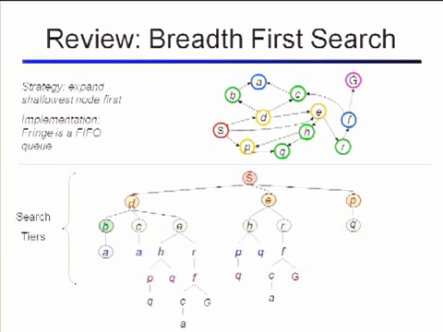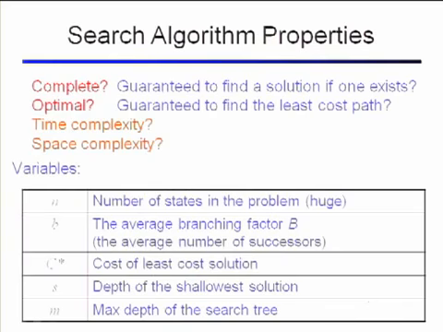A complete algorithm is guaranteed to find a solution if one exists, eventually. It doesn't have to be optimally efficient. It just has to be guaranteed that if a solution exists, it'll return it eventually. Optimal means it's guaranteed to find the least cost solution, not just the shallowest one. Optimal only makes sense as a question if there are weights.